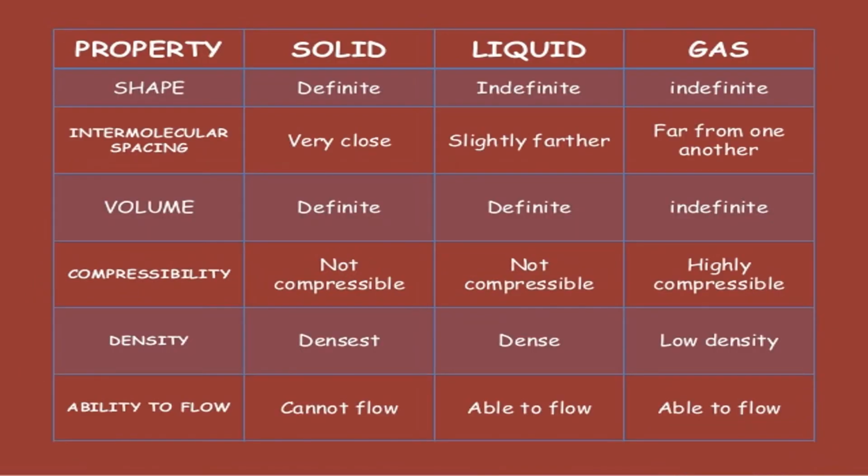Okay. Now, we have here the table for the properties: shape, volume, density. So this is the table for your comparison of the three different states of matter. So try to take note of this and be familiarized so you can simply differentiate between them.